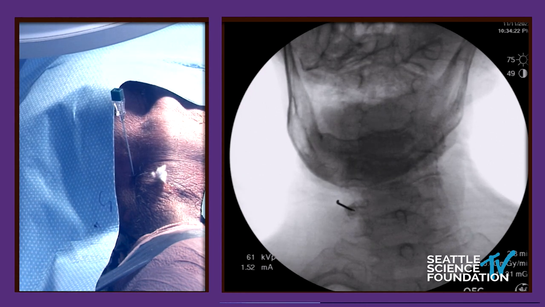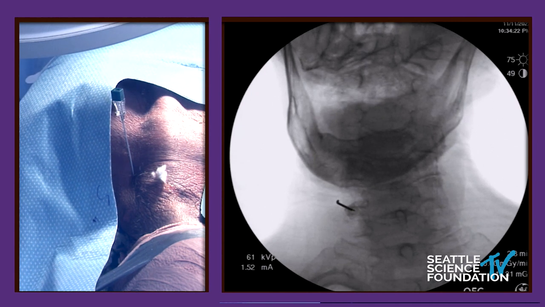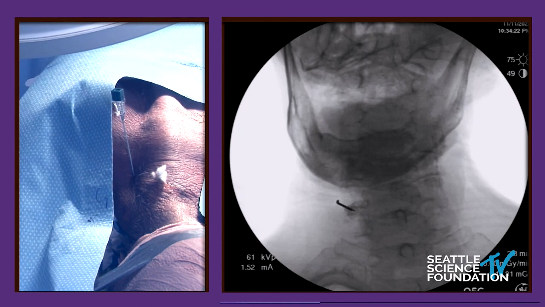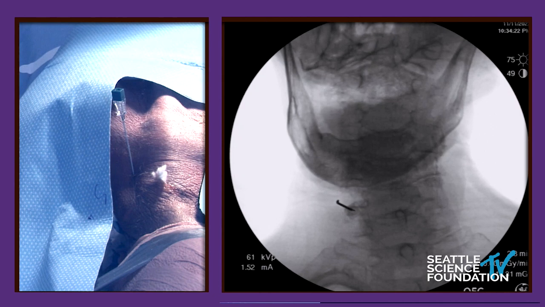Okay. Well, let's just take it as it is now, because I like the trajectory here, and I am getting some depth. So I'd like to see my lateral view now in order to make sure I'm not moving too far ventral toward that neural foramen.